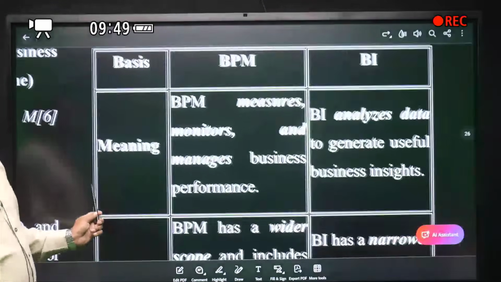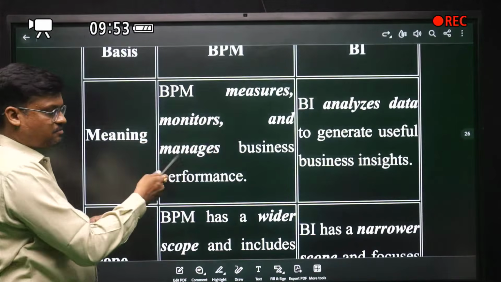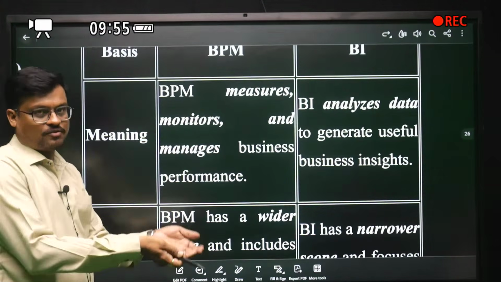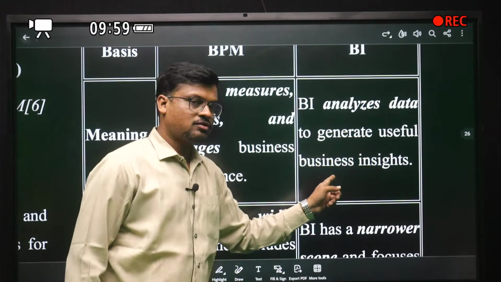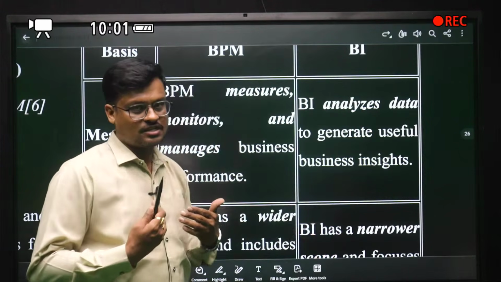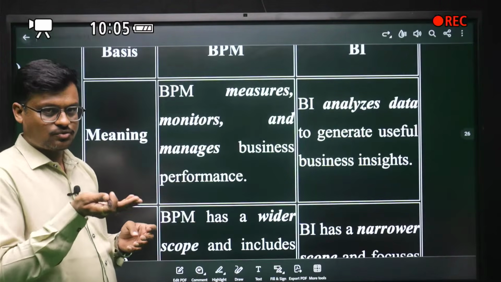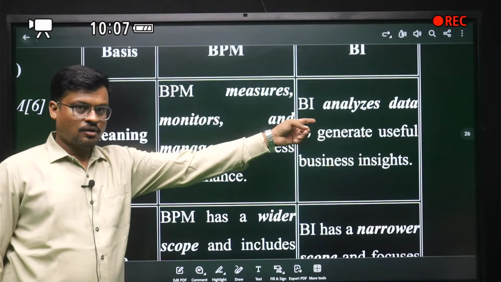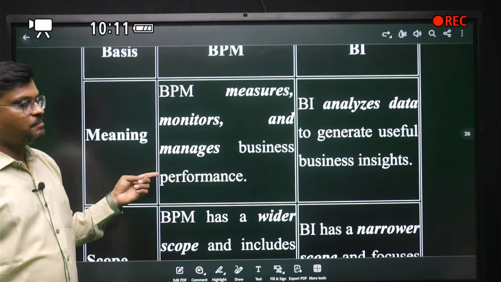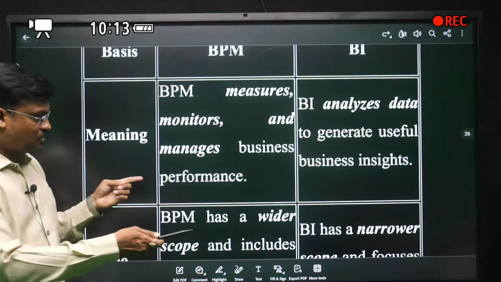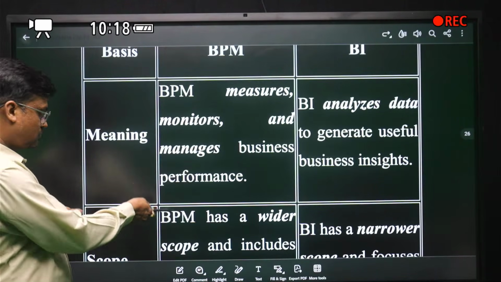Coming to the meaning, what is BPM? BPM measures, monitors, and manages business performance. It increases the performance. BI analyzes the data to generate useful business insights, which is previously done. We will analyze and we will generate the insights. What happened is BI. What is going to happen is your BPM, by which you will be able to increase your performance. What you are doing in future is this.